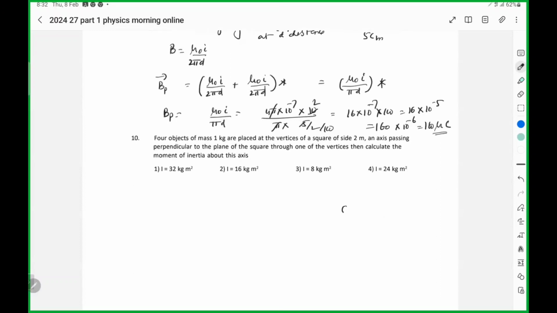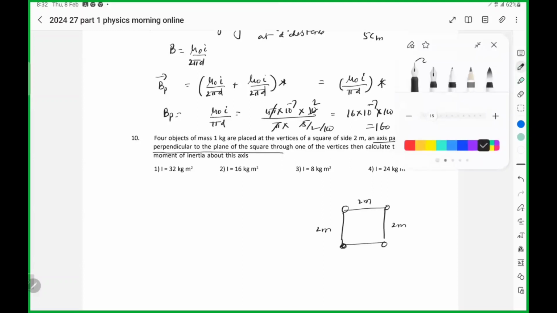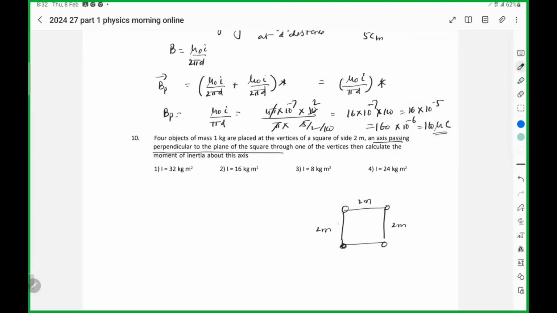4 objects of mass 1 kg are placed at the vertices of a square of side 2 meters. An axis passes perpendicular to the plane of the square through one of the vertices. This is the axis. Then calculate the moment of inertia.